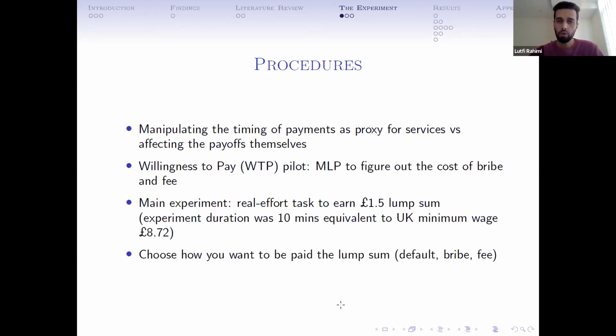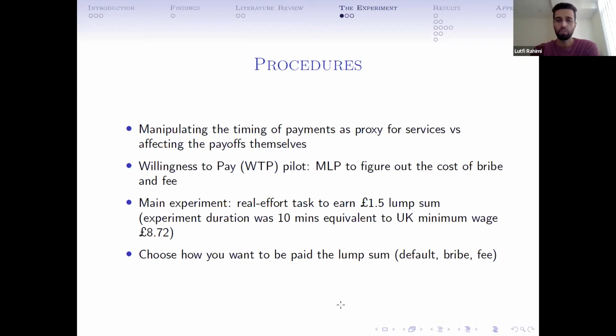So we run a willingness to pay pilot at the very beginning using a multiple price risk list. That is to figure out the cost of the bribe and the fee. I will allude to this in a bit. So in the main experiment, this experiment was done online, and the sample size was 600 students and non-students and professionals from mostly 5 different countries, Greece, Mexico, Austria, Hungary, and Poland.